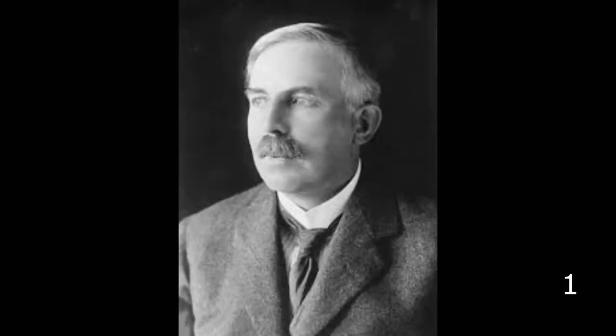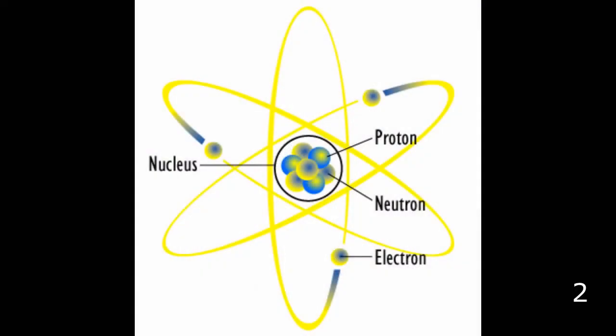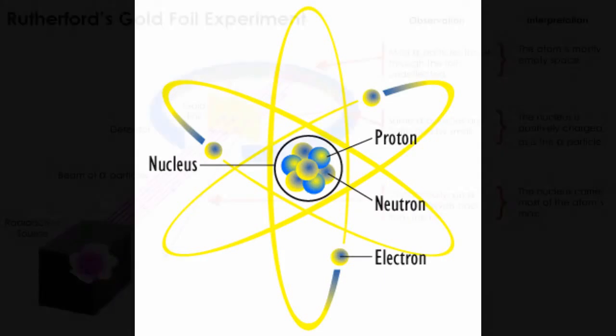In this lesson, we're going to show you how this man, Ernest Rutherford, discovered that the positive part of the atom was concentrated in the very center in an unimaginably small space. And he also discovered that the positive part of the atom was made up of particles that he called protons.